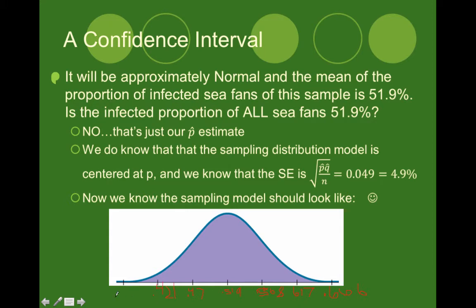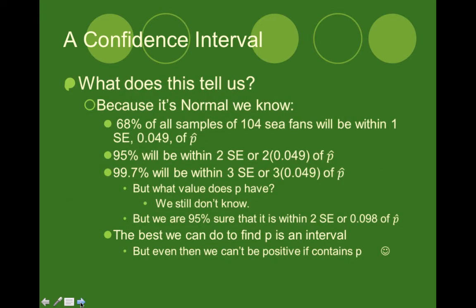And 3 standard deviations below the mean, again, we would subtract the 0.049 and we get 0.372. This is what our sampling model should end up looking something like. Now, our mean is not exactly correct because it's based off of our sample and it's only an estimate. It's not the true proportion. But what does this tell us?